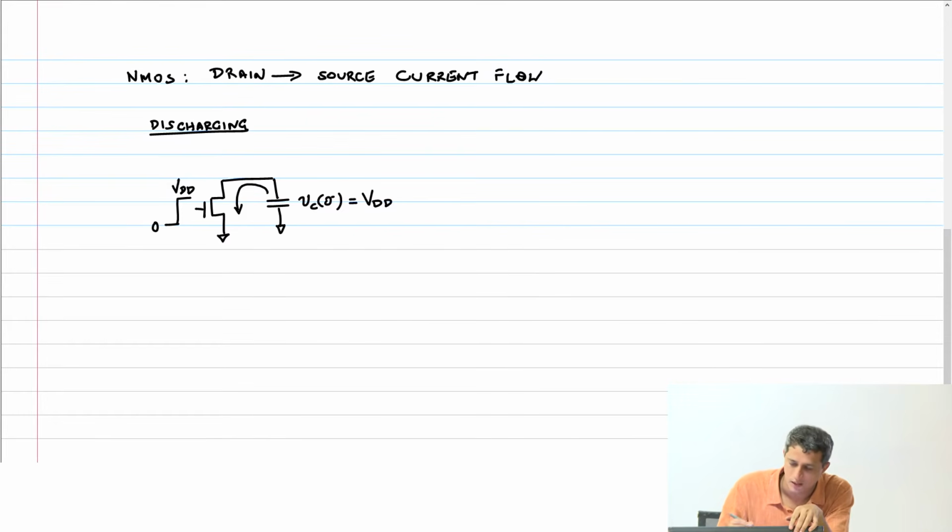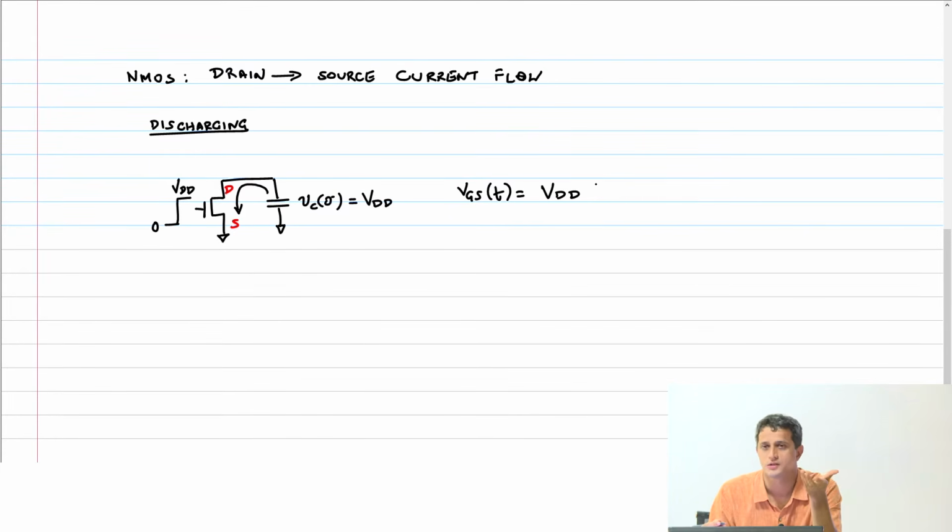So before I start, tell me which is the drain and which is the source. Top is drain, this is the source. Therefore, what is VGS of this transistor at all times? VDD. After it's turned on, it is at VDD all through. Now therefore, this capacitor can obviously discharge all the way to ground. Why is that? Because as long as VGS is greater than VT, this transistor will be turned on and it will continue to discharge all the way to ground.